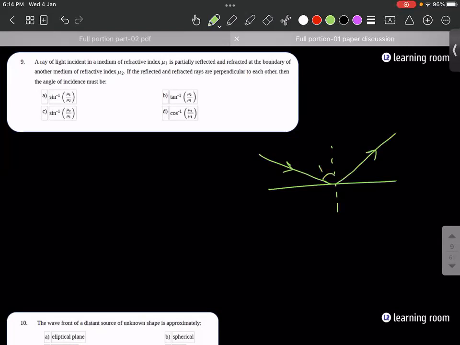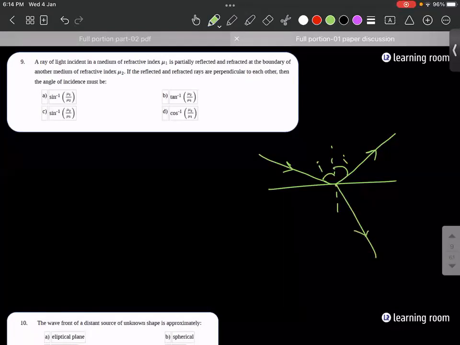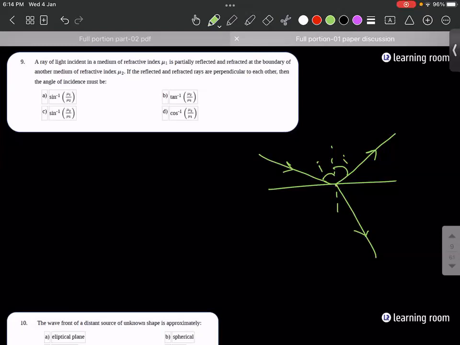And partially reflected, if this angle is I, this angle will be I, and the refracted ray is like this. If the reflected and the refracted rays are perpendicular to each other, then what should be the angle of incidence? Tell me. So how to solve this?